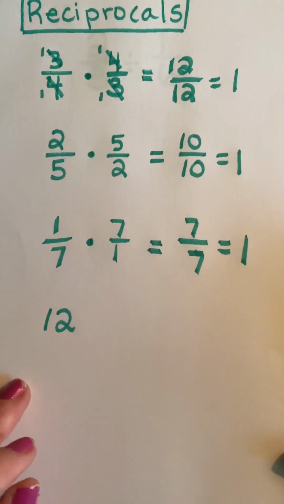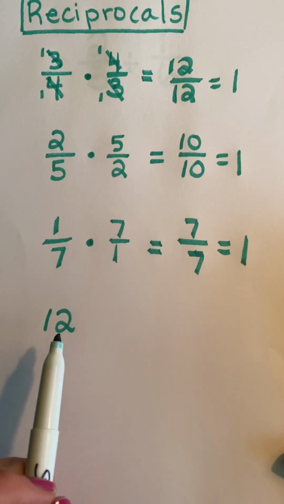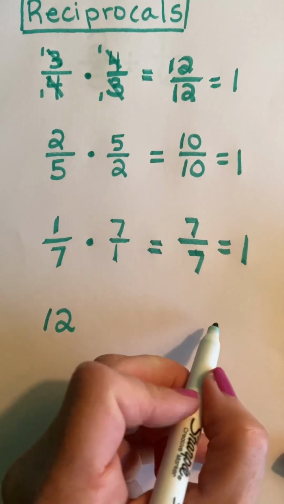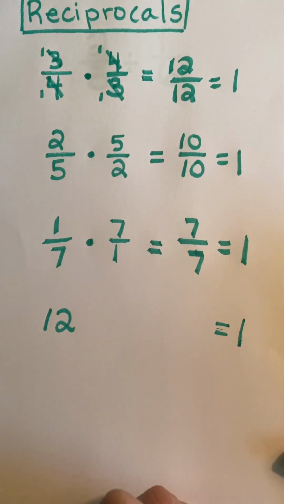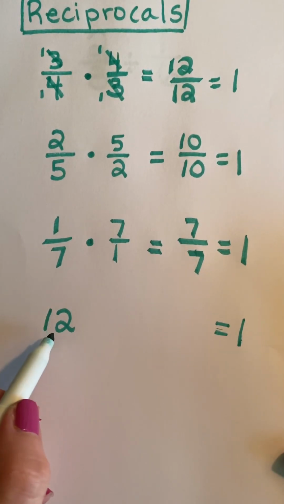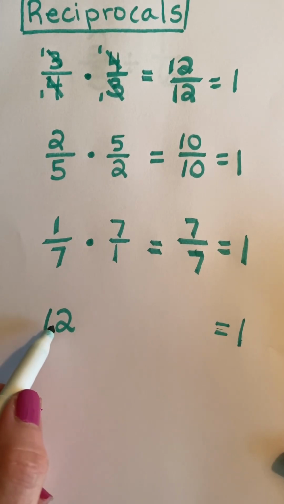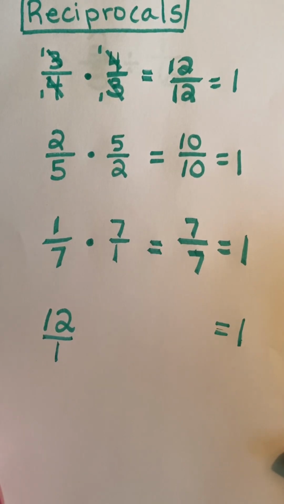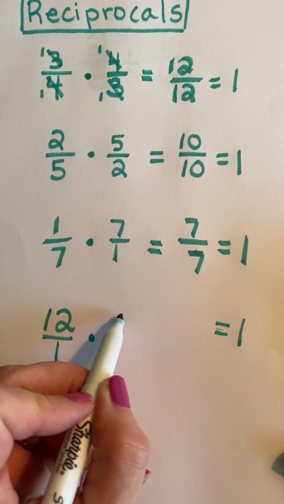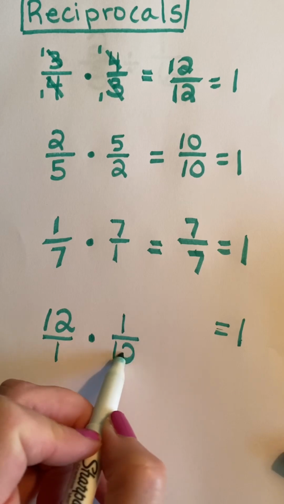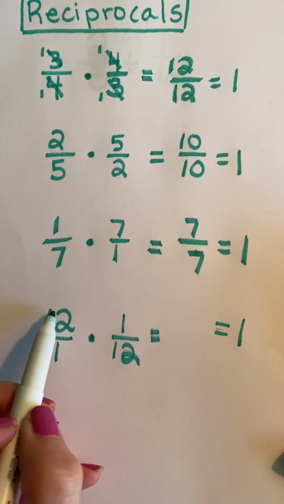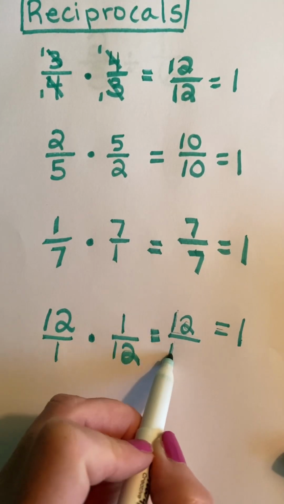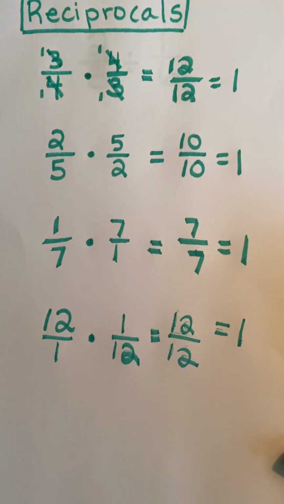Notice the pattern here. So let me guess. I wonder if we multiply 12 by its reciprocal, if it will be equal to 1. I'm thinking it will be. Let's see though. 12. What's the reciprocal of 12? Well, let's first start by putting 12 over 1, because that will make it much easier to find the reciprocal, 1/12. 12 times 1, 12. 1 times 12, 12. And indeed, we get 1.